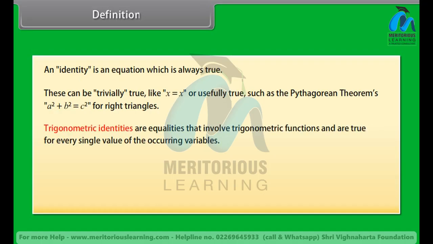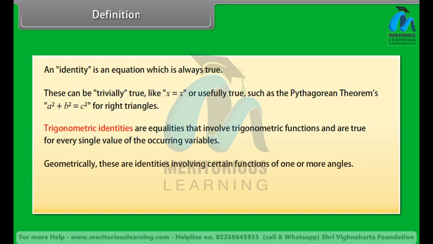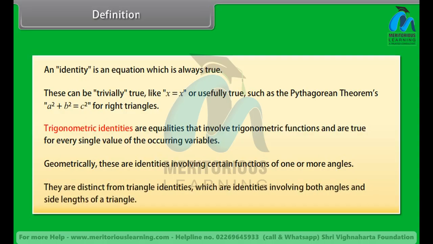Trigonometric identities are equalities that involve trigonometric functions and are true for every single value of the occurring variables. Geometrically, these are identities involving certain functions of one or more angles. They are distinct from triangle identities, which are identities involving both angles and side lengths of a triangle.